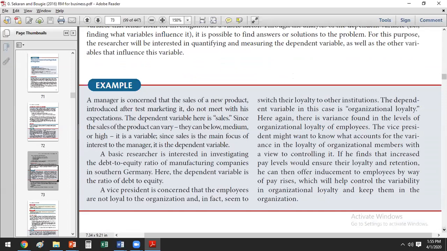So dependent variable is the main variable, the variable of which we try to find out the changes or we try to predict it. You may say. Read the example quickly, so shall we move on? We shall move on.